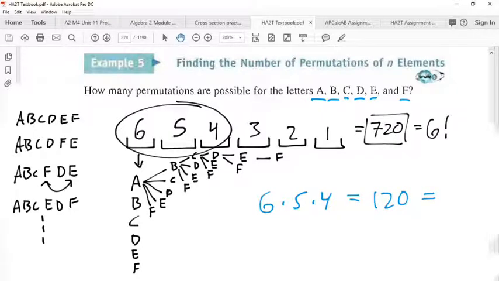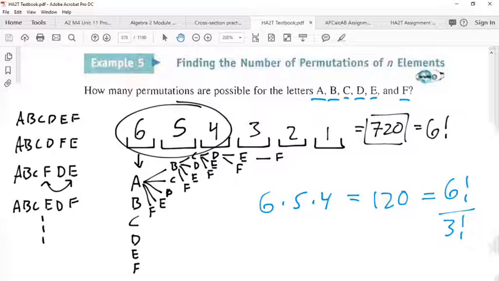Now, I can't say that this equals 6 factorial anymore. But can I change 6 factorial so that it does? Here's my question for you guys. What am I missing here? 3 times 2 times 1, which is 3 factorial. So I'm missing 3 factorial.